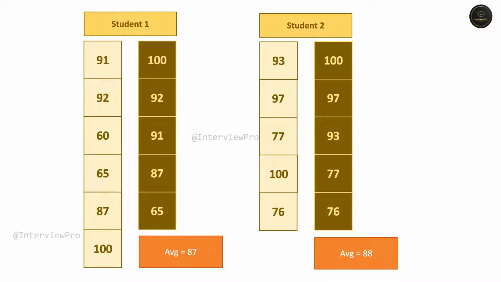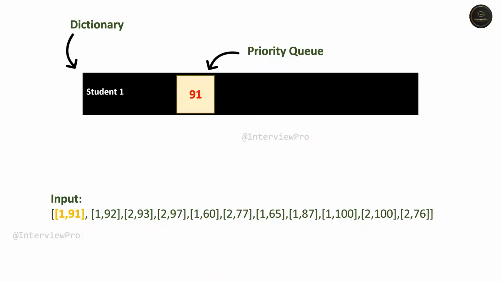And after processing all the records, we have to return the average for each student ID like this. So the output for this example would be 1, 87. That means average of the student 1 is 87. 2, 88 means the average of student 2 is 88. In the given example, the first input is 1, 91. That is, one of the scores of student 1 is 91.